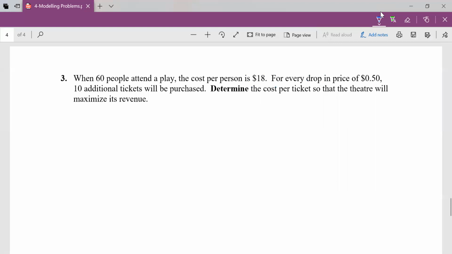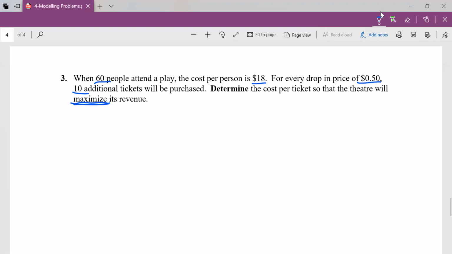What do we have? When 60 people attend a play, we're charged $18 per person. And then the theater company realizes if they drop the price by 50 cents, 10 more tickets will be purchased. Okay, so for every 50-cent drop in price, 10 more people will come. Makes sense. Drop the price, more people will buy. Increase the price, less people buy. Determine the cost per ticket so the theater will maximize its revenue.